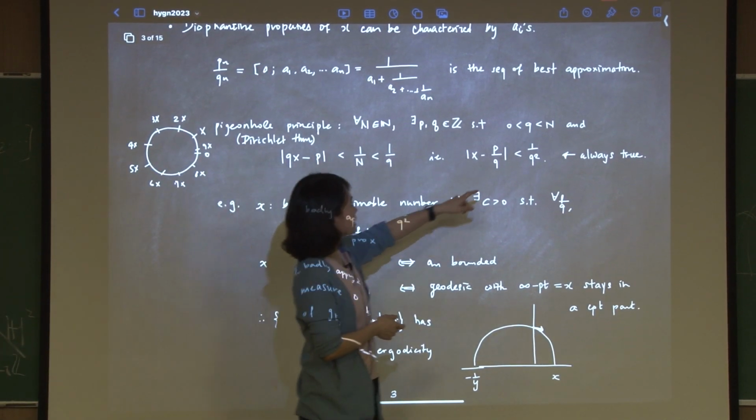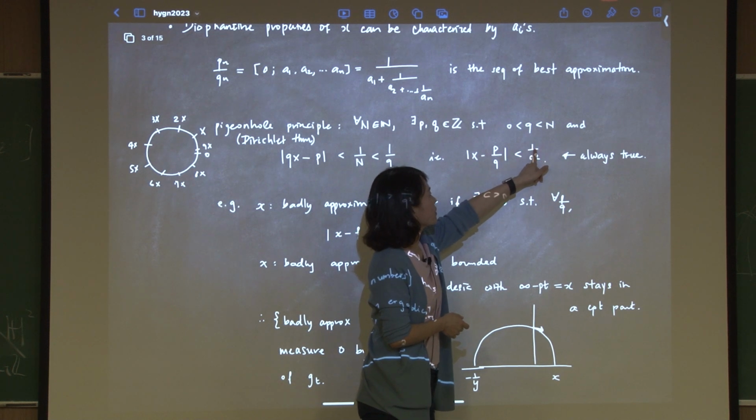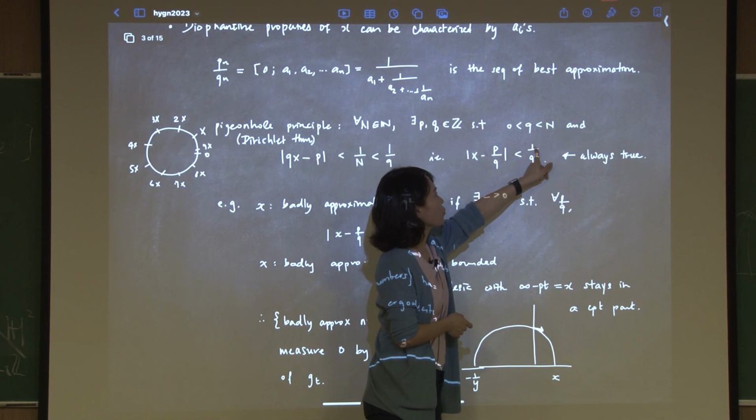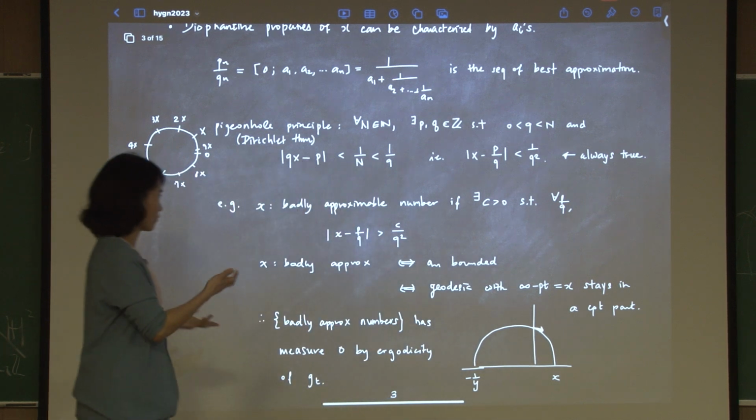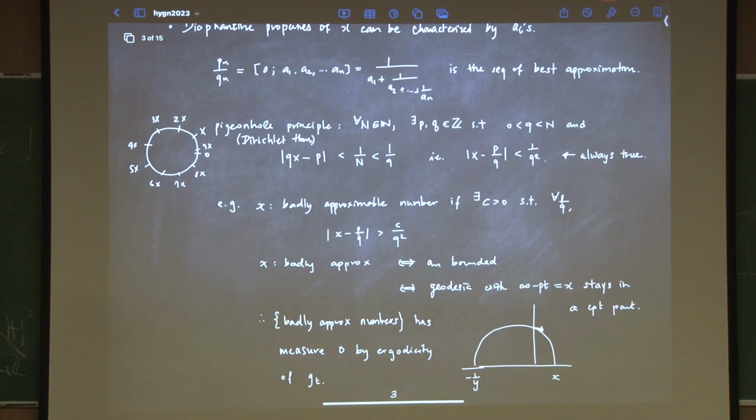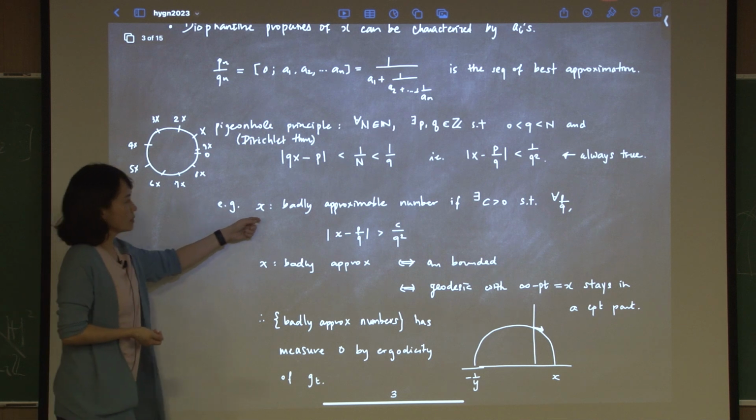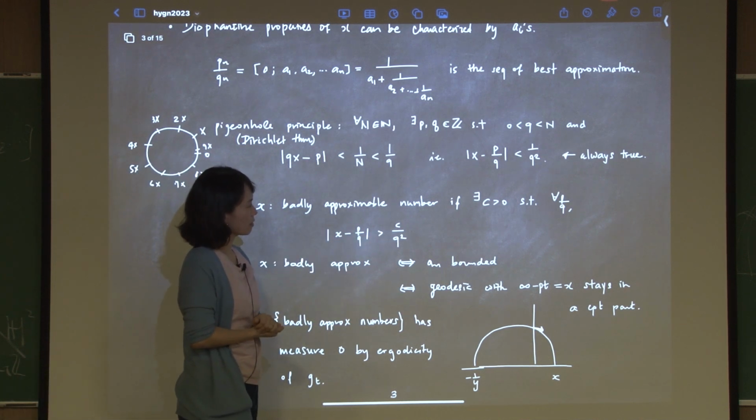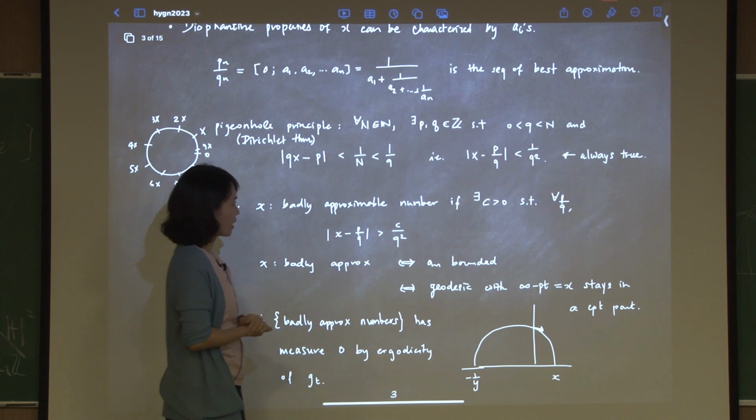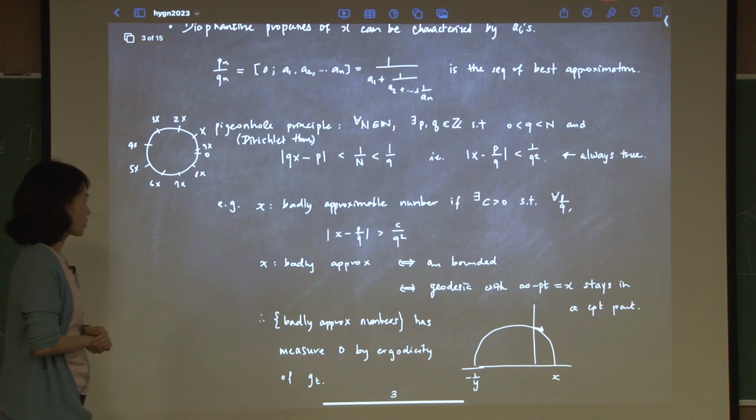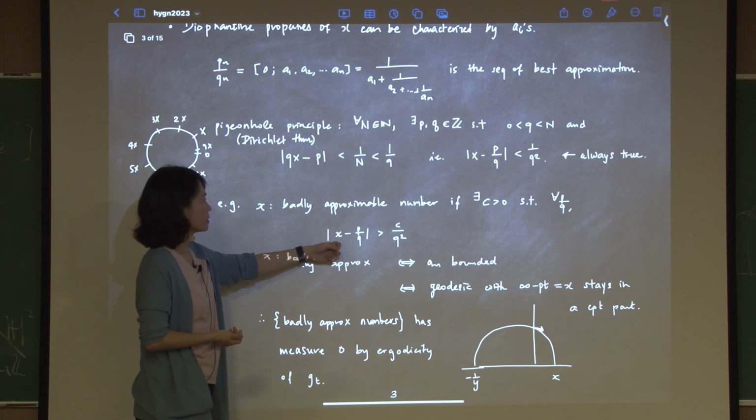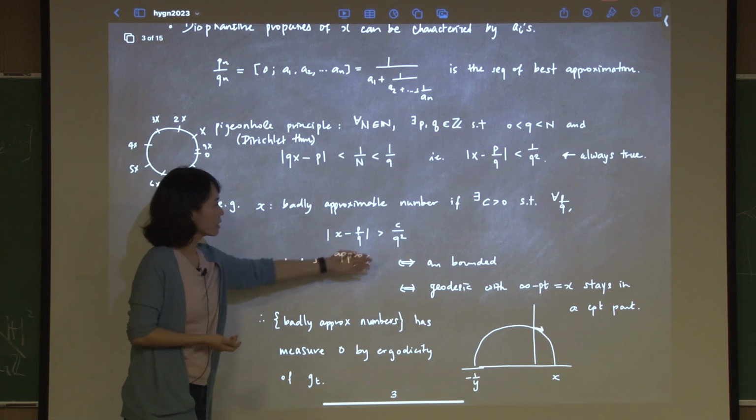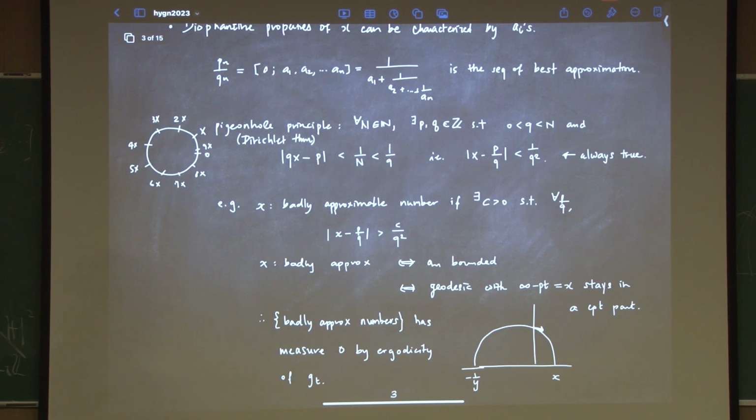So maybe we'll be interested in making improvement by making 1 over epsilon, maybe for some small epsilon. And we say that x is badly approximable if it is far from that. In other words, there is some positive C such that for every p over q, the error between this badly approximable irrational number and p over q is bounded below by C over q squared.